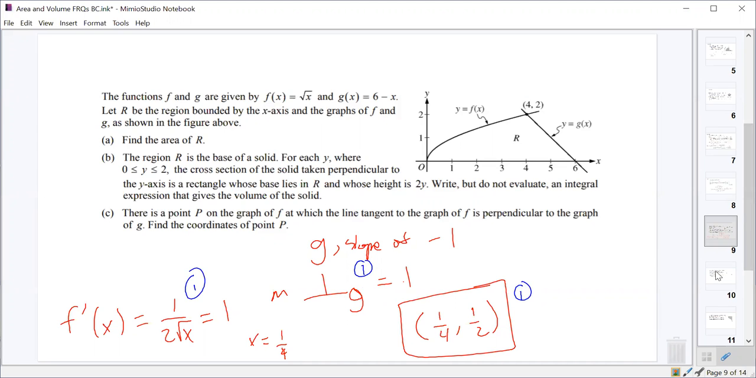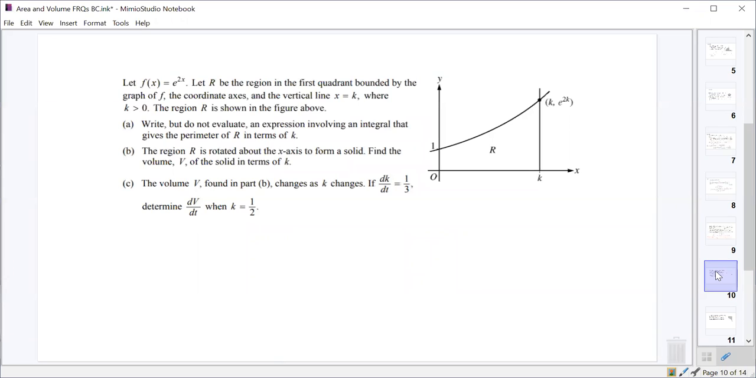Okay. Let's take a look at this one. This was one of the ones that I asked you guys to do, right? Yeah. So we have the function f of x equals e to the 2x. We have this region R bounded by f and a vertical line, and we know that k is greater than 0. All right, so we want to write but not evaluate an expression with an integral that gives the perimeter of R in terms of k.